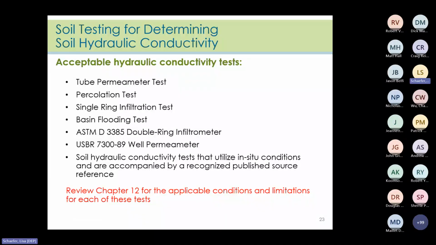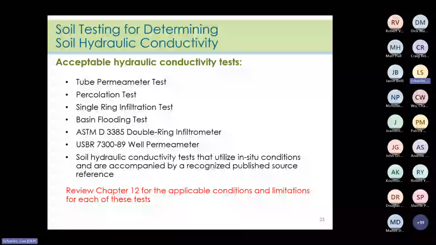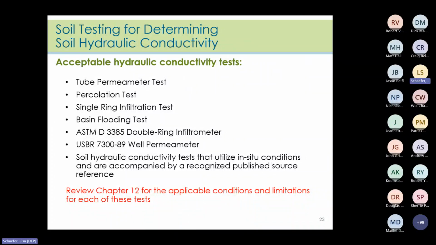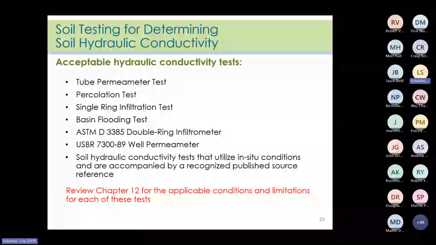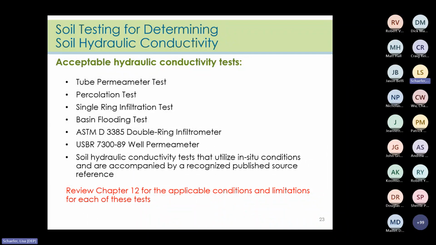Additional methods of establishing the soil hydraulic conductivity, such as the ASTM D3385 double ring infiltrometer and the USBR 7300-89 well permeameter method, or other soil hydraulic conductivity tests that utilize in situ conditions and are accompanied by a recognized published source reference can be used, such as the Guelph permeameter or the Philip Dunn permeameter, available at the Soil Science Society of America book series 5, I believe is the publication, and it's called Methods of Soil Analysis, Part 1, Physical and Mineralogical Methods by Klute, and it dates back to 1986.